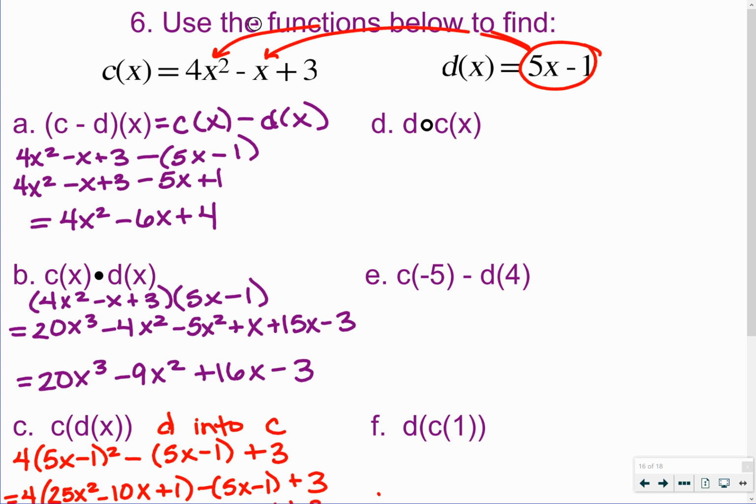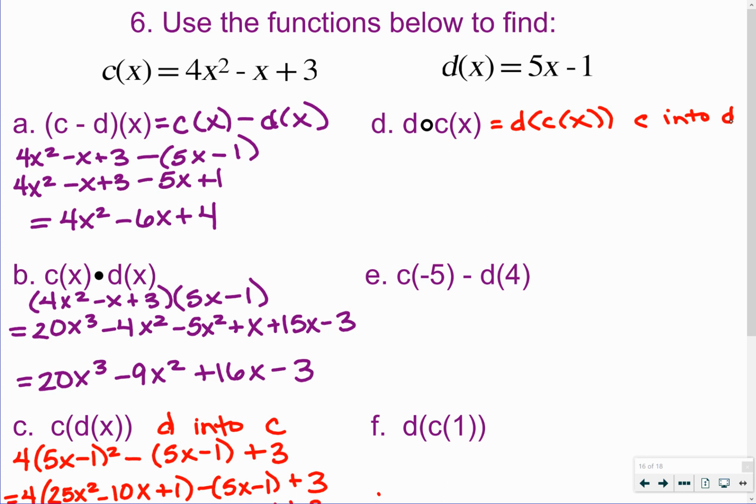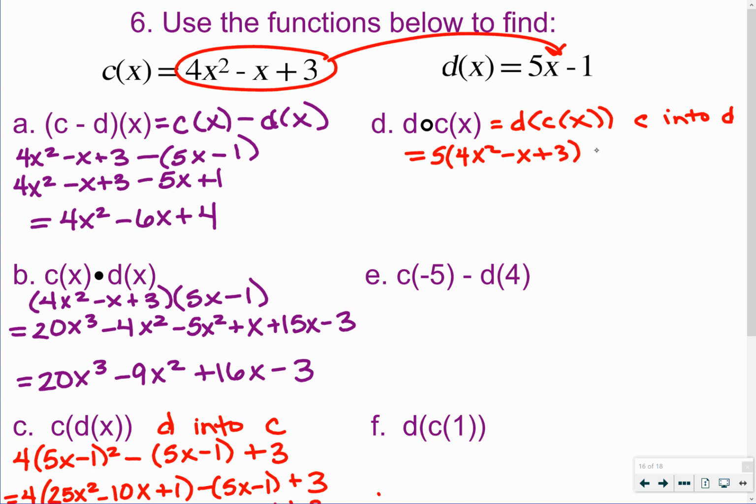So you can see it written with the open parentheses. Why isn't that erasing? It doesn't like me very much right now. I like to write it like this with the double parentheses instead because I think it's more obvious to see that C is plugging into D there. C into D. So that's going to look like 5, take the x out, put that whole function in its place, 4x squared minus x plus 3, and then minus 1.